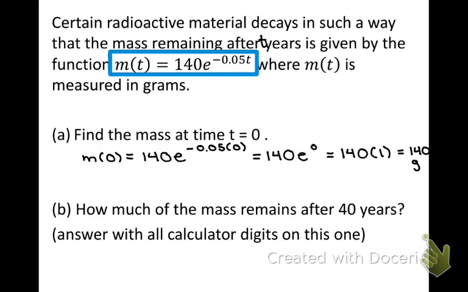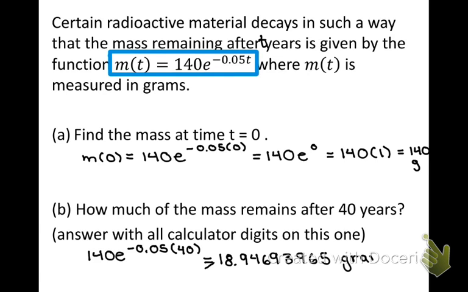Okay, part B wants to know how much of the mass remains after 40 years. Okay, and you will need to answer this one in your calculator, and we're going to put all the digits that our calculator displays. Now, this means that for my t value, I'm going to plug in 40. So I'm going to have 140 e to the negative 0.05 times 40. When you plug this into your calculator, you should get 18.9469365, and we are still talking grams.